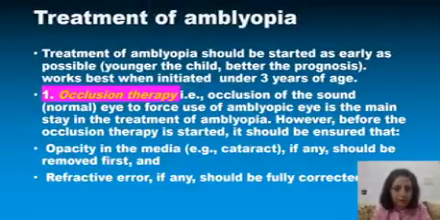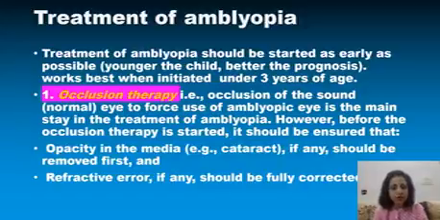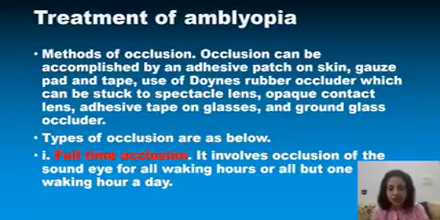Treatment of amblyopia. The treatment of amblyopia should be started as early as possible. First is occlusion therapy, in which you will occlude the sound eye so as to help the amblyopic eye to start working. Occlusion of the sound eye will force the use of the amblyopic eye. It is the mainstay of treatment in amblyopia. However, before occlusion therapy is started, you should also see that there is no opacity in the media, and if there is, that has to be corrected first. And if there is any refractive error, that is also to be corrected first.